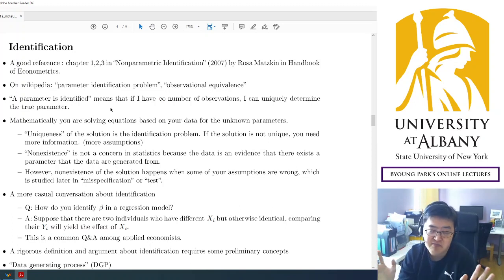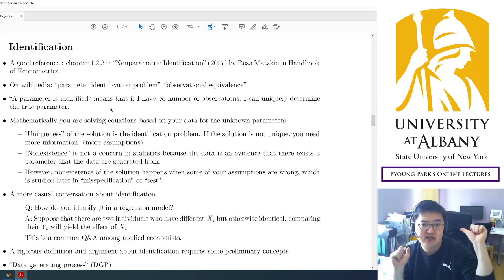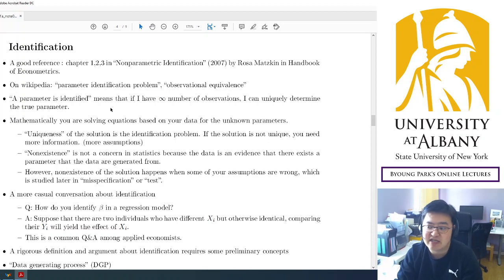And then in general, in mathematics, solving an equation or a system of equations has two potential problems. First, existence. Some mathematical problems don't have any solutions. For example, x plus y equals 0 and x plus y equals 1. These two equations don't have any solution. There is no pair of x and y that can satisfy both equations at the same time. In that case, we say the solution does not exist.